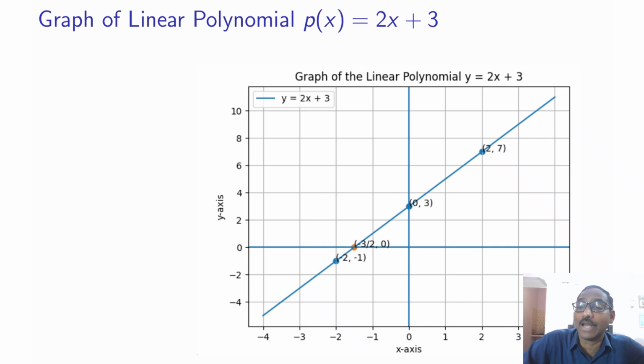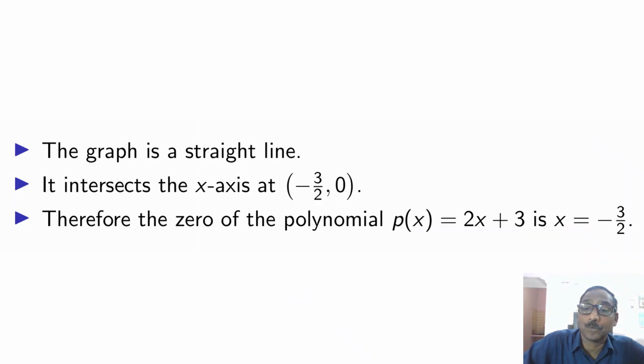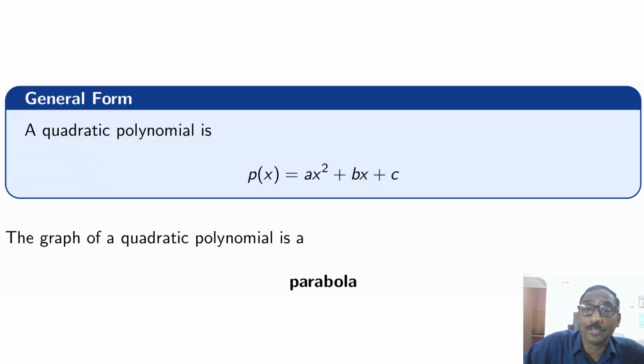We will go to the next slide. So here the graph is a straight line. In the above slide we got a graph that is a straight line. It intersects the x-axis at minus 3 by 2 comma 0. Therefore the 0 of the polynomial p of x equal to 2x plus 3 is x equal to minus 3 by 2. So what is the 0 of the polynomial? x equal to minus 3 by 2 is the 0 of the given polynomial. Go to the next slide.